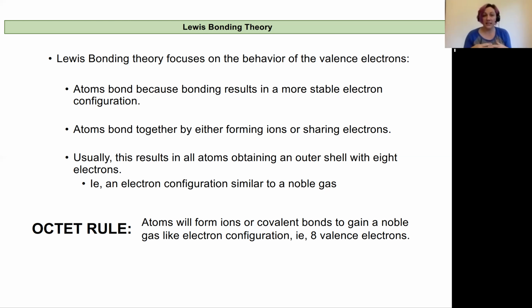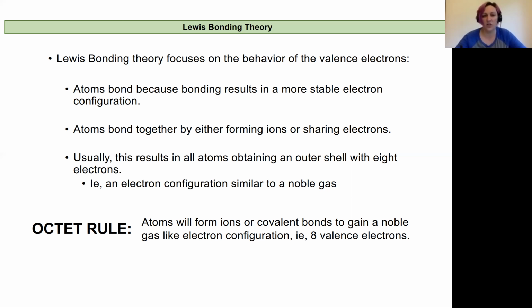Atoms are going to bond together by either forming ions or sharing electrons. And the sharing of electrons is what we're going to focus on next. Usually this is going to result in atoms obtaining an outer shell with 8 electrons, either by forming an ion, or by sharing electrons to have a sense of 8 valence electrons around it. Now, 8 valence electrons matches the electron configuration of a noble gas, and we know noble gases are extremely stable. There's an incentive to have the same electronic environment as a noble gas to obtain some of that stability.